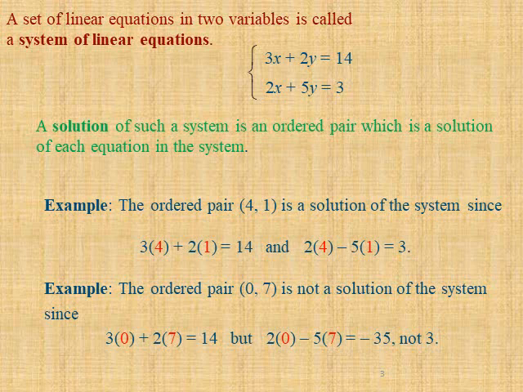Let's check (0, 7), or verify that (0, 7) is not a solution for the system. Let's substitute with 0 and 7. 3 times 0 plus 2 times 7 equal 14. That satisfies the first one, right? But 2 times 0 plus 5 times 7 equal 35, not 3, right? So that means (0, 7) is not a solution for the system.